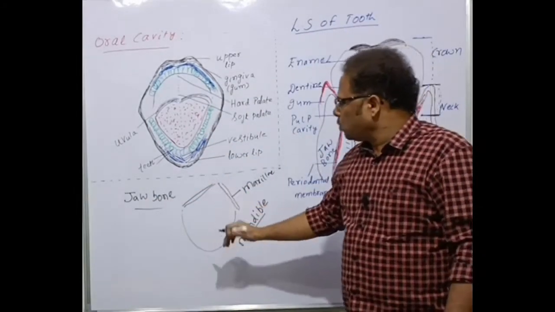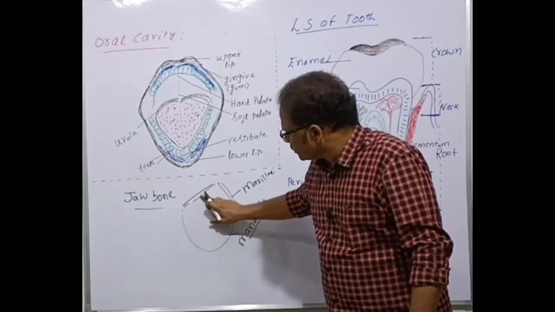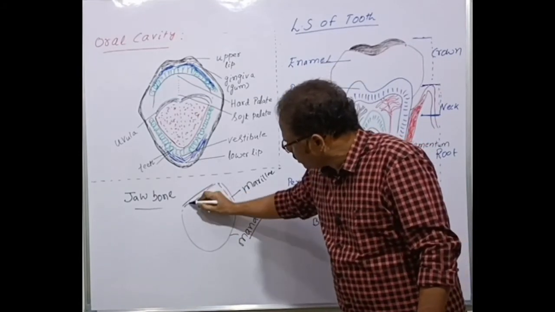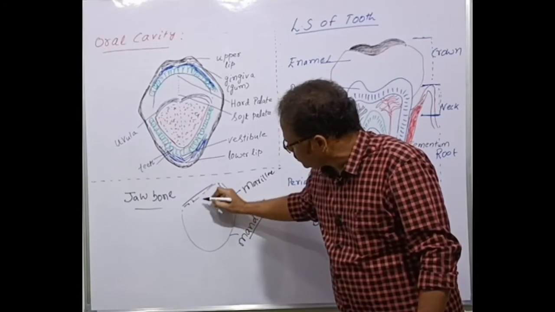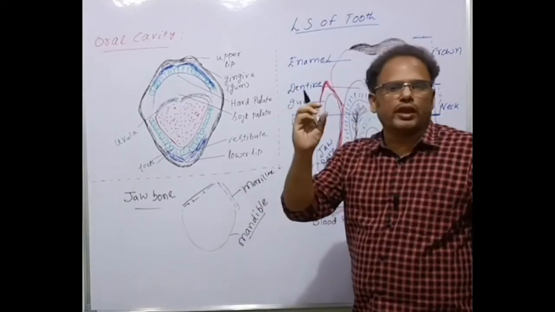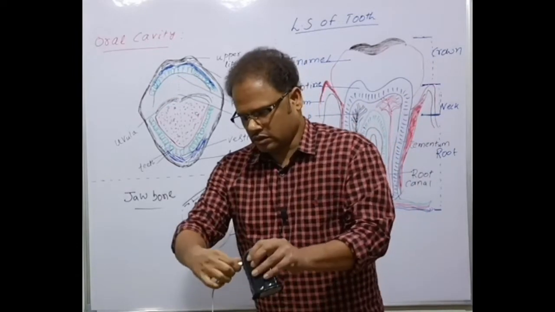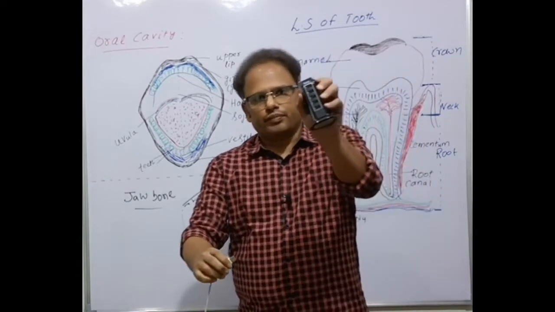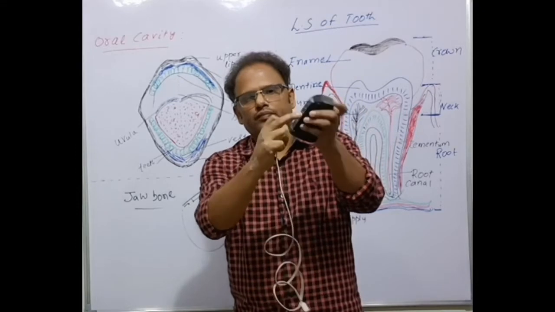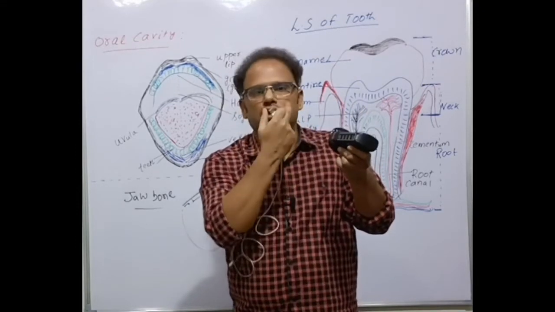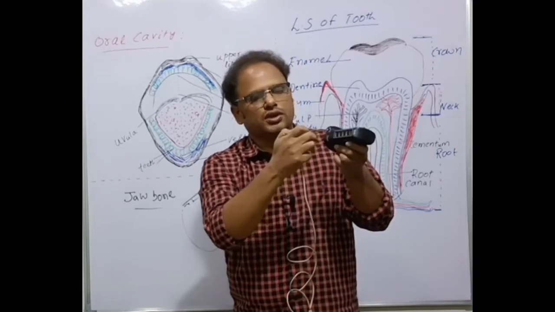The jaw bone contains small depressions. See here, these are small depressions, and they are called sockets. Sockets means hole-like structures. This is a socket. Can you see all of you? It's a socket like this. Jaw sockets are present in the upper jaw as well as the lower jaw.